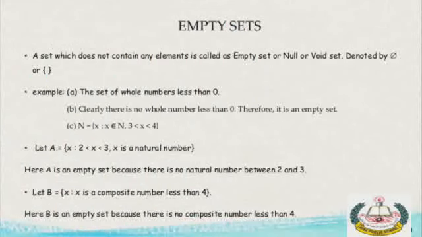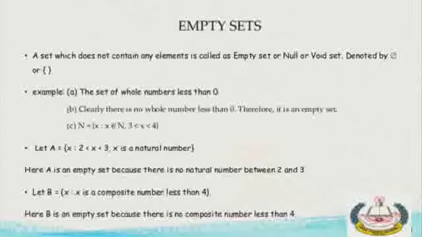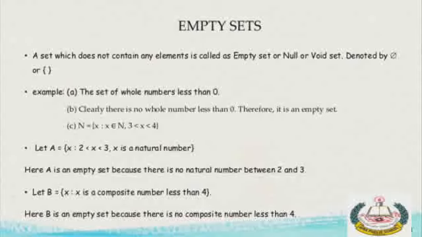Okay, the first one is the empty set. A set which does not contain any element is called an empty set or null set or void set, denoted by phi or empty brackets. For example, the set of whole numbers less than 0. Clearly there is no whole number less than 0, therefore it is an empty set.